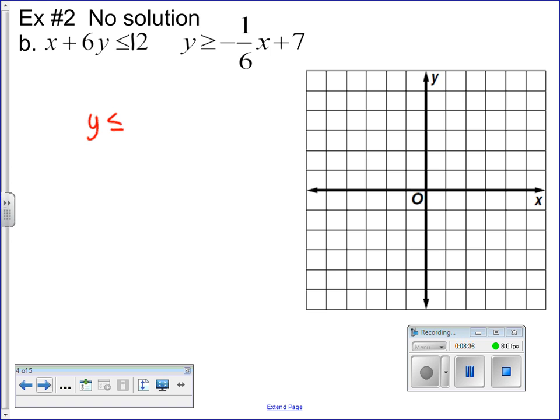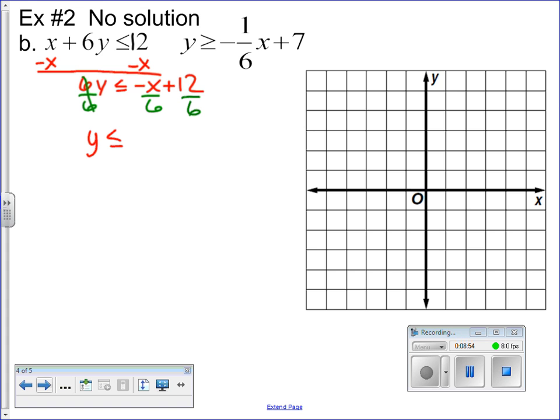X is on the wrong side, so I think I'll subtract that. So 6y is less than or equal to negative x plus 12. Get rid of the 6. Divide. And since there's no number in front of the x, we'll put a 1 there. So that's going to be negative 1/6 x. 12 divided by 6 is 2. So I've got my b, I've got my m.